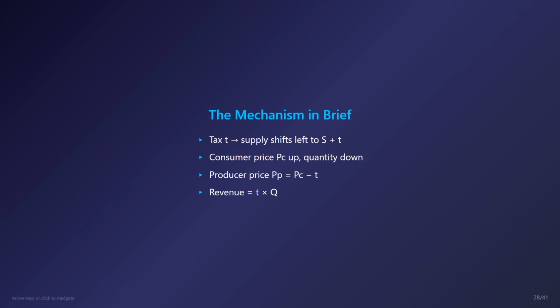Let's state the mechanism in brief. A per-unit tax T shifts supply left to S plus T. The consumer price PC rises and the quantity falls. The producer price is PC minus T, and the government's revenue is T times the quantity.